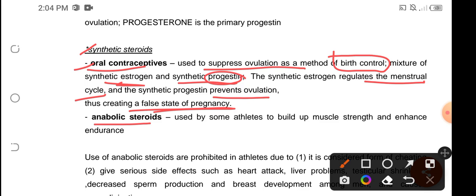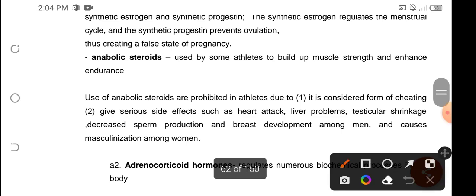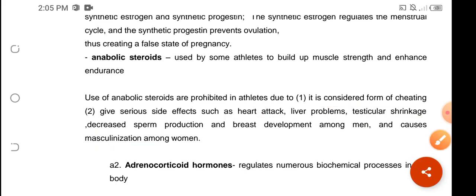Okay, and then we also have anabolic steroids. These are used by athletes to build up muscle strength and enhance endurance. However, the use of anabolic steroids is prohibited because it is considered a form of cheating, and it gives side effects such as heart attack, liver problems, testicular shrinkage, decreased sperm production, breast development among men, and causes masculinization in women. So, no to anabolic steroids for athletes.